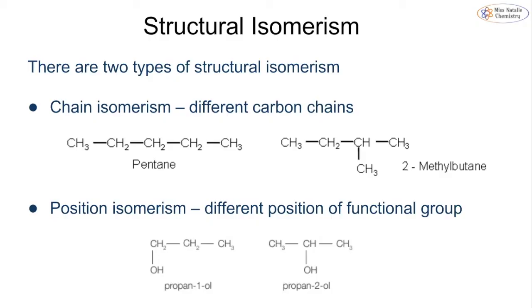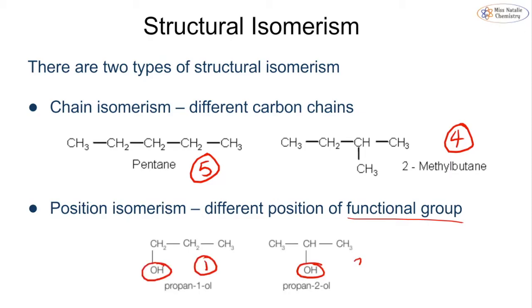Now, there are 2 different types of structural isomerism. That is chain isomerism, so having different lengths of carbon chains, for example, having 5 carbons in a row or having 4 carbons in a row. Or we can have what's known as position isomerism, where we can change the position of the functional group. So here, the OH group is on carbon number 1, whereas here, it's on carbon number 2. Those are examples of positional isomerism.